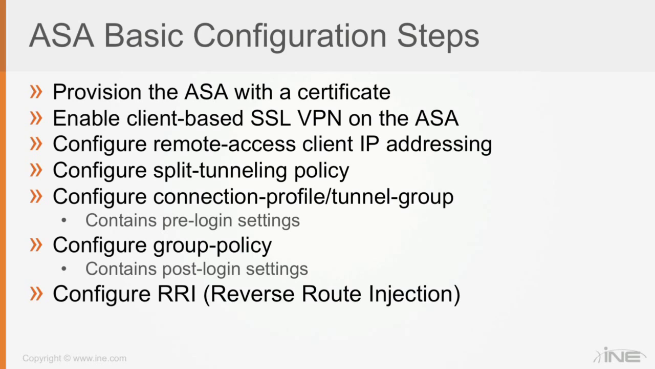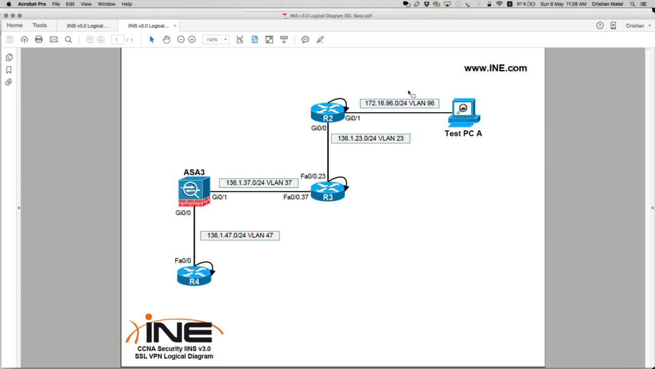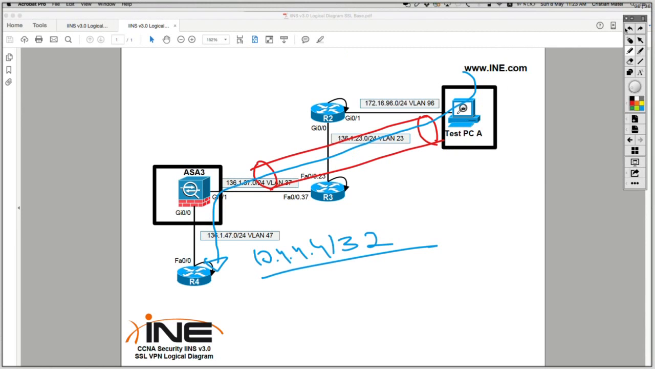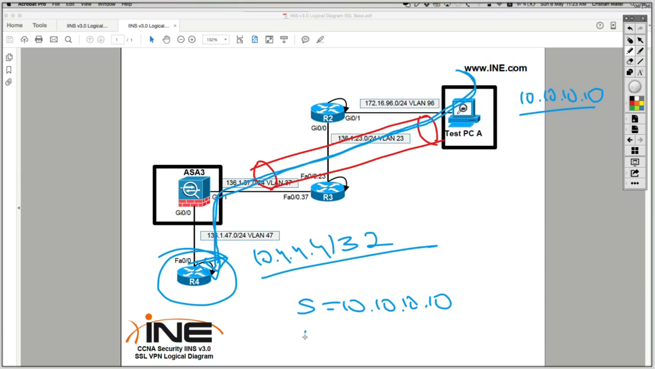And configure reverse route injection, because as we said before, if the ASA has leased to the AnyConnect client an address of 10.10.10.10, it means that, as I said before, when PCA sends traffic in the SSL VPN tunnel, it's going to source it from 10.10.10.10. So router 4 is going to receive a telnet session sourced from 10.10.10.10, destined to 10.4.4.4.